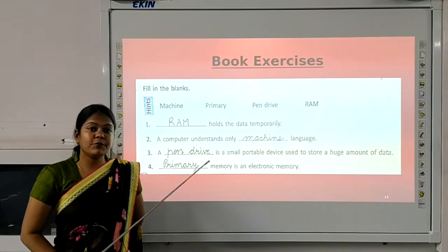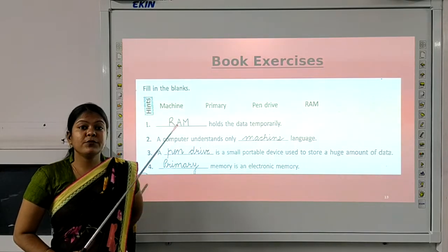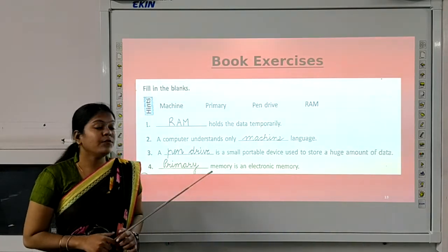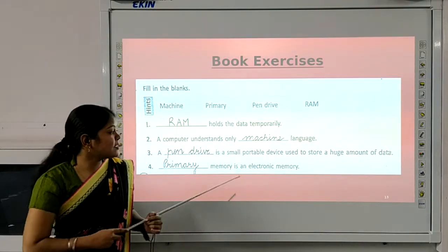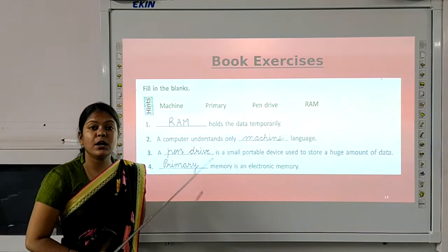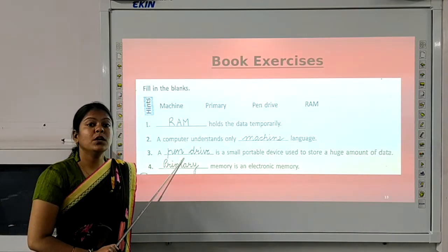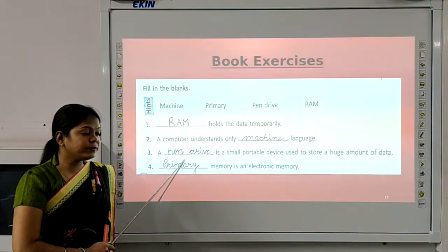Next, a dash is a small portable device used to store a huge amount of data. So we have to find out which small portable device can store a huge amount of data. Students, pen drive. A pen drive is a small portable device through which we can store a large amount of data, because a pen drive can store up to 64 GB of data. So your answer is pen drive.